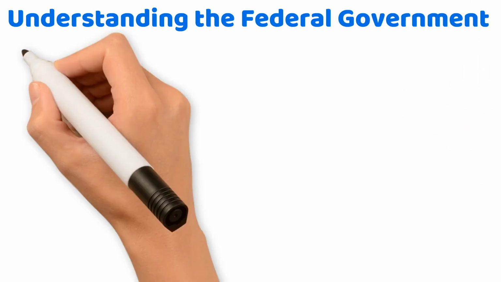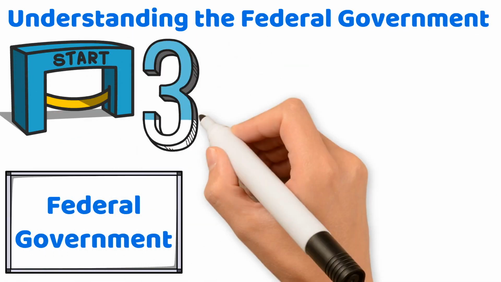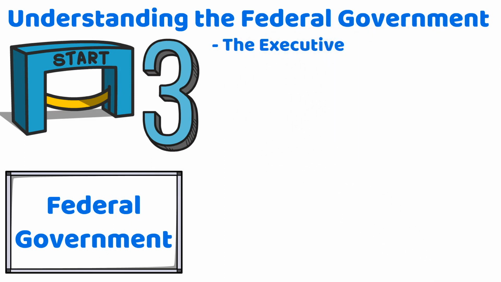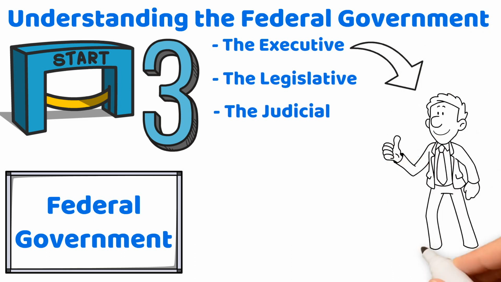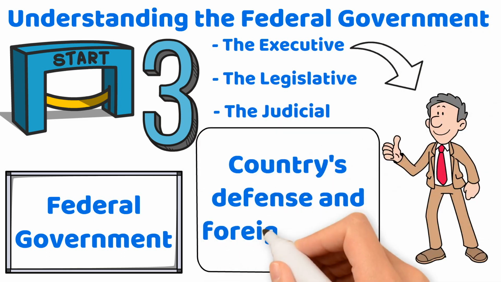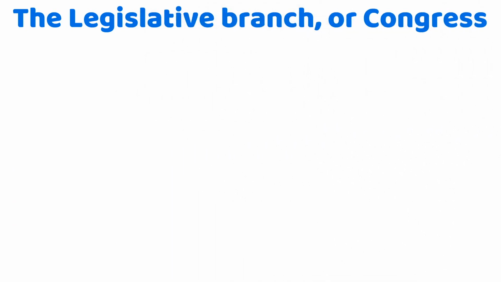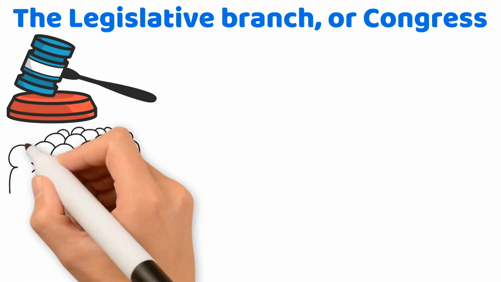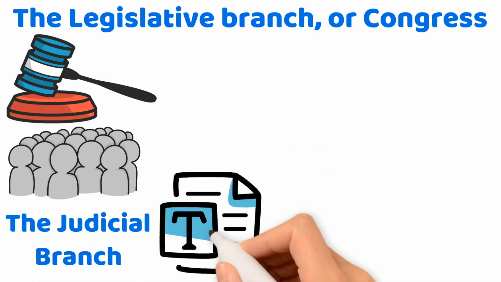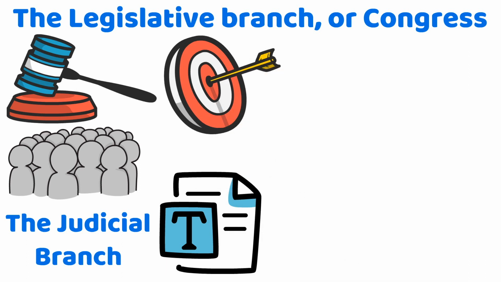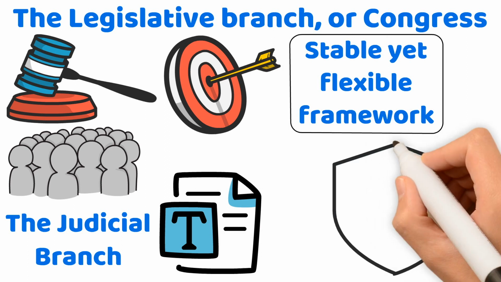Understanding the federal government. Let's start at the top with the federal government, which is structured into 3 branches: the executive, the legislative, and the judicial. The executive branch, led by the president, enforces laws and oversees the country's defense and foreign policy. The legislative branch, or Congress, crafts laws and holds the purse strings of the nation, while the judicial branch interprets these laws and ensures they adhere to the Constitution. The purpose of this 3-tiered system is to provide a stable yet flexible framework that maintains the unity and security of the entire country.